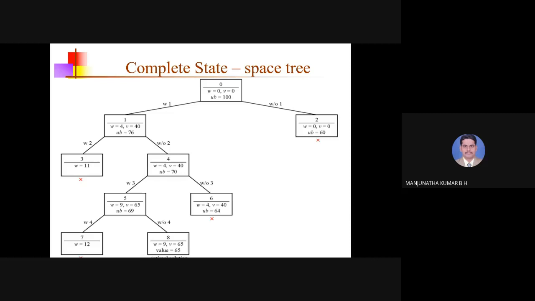Now we have to find out what are the items placed in the knapsack. Now it is very simple. In this tree, you just traverse from root to solution. Root is node 0. Solution is in node 8. You see the path. You just search node 8 from node 0. How can you search node 8 from node 0?